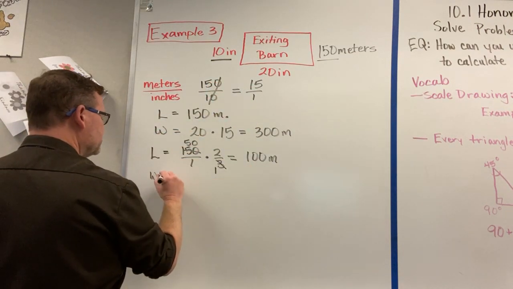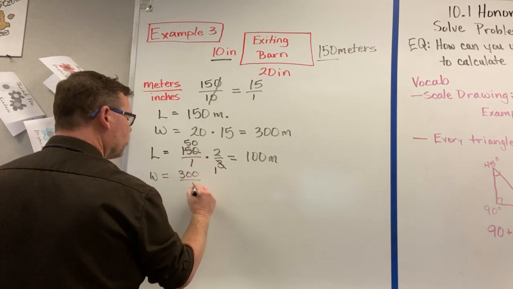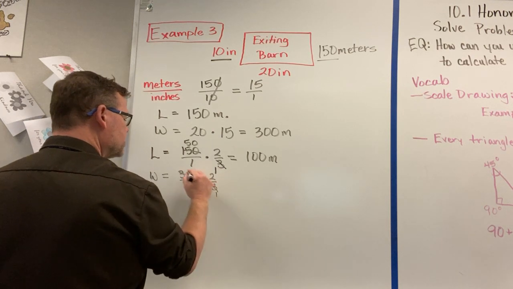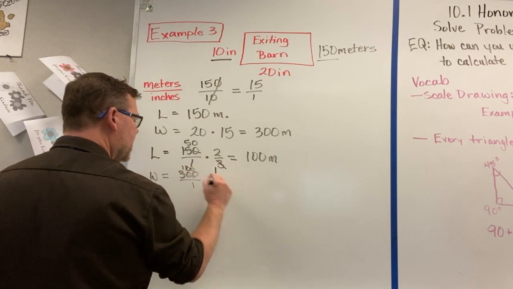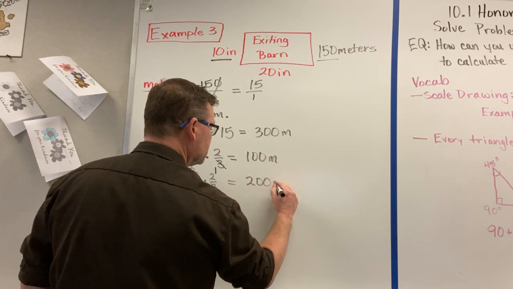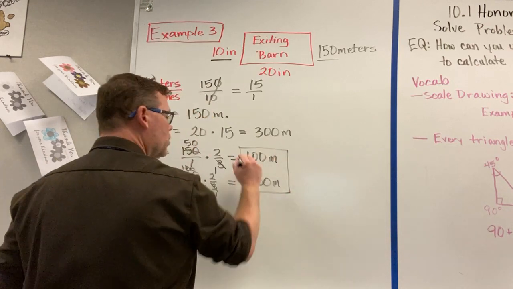The width, we do the same thing. We take the 300 that we figured out, put it over 1 and multiply it by the 2/3. Again, we can cross cancel and we find out that the width of the new barn would be 200 meters. So now we know this right here is going to be our length and width, okay?